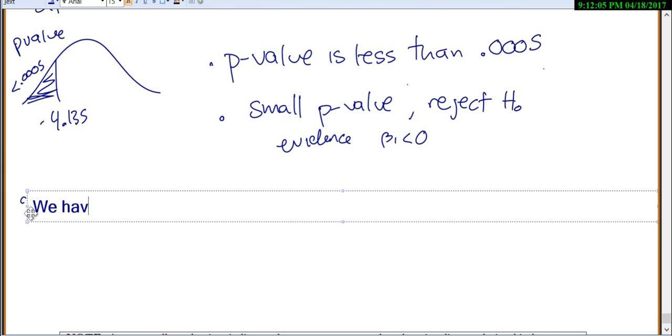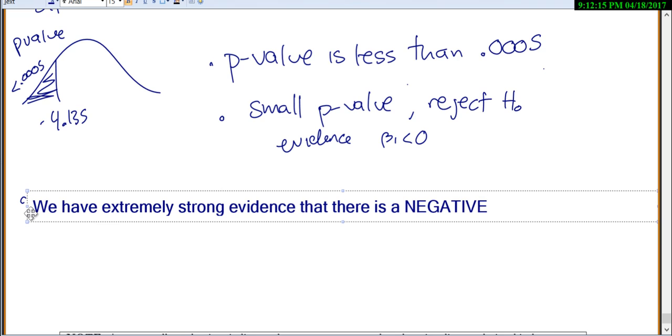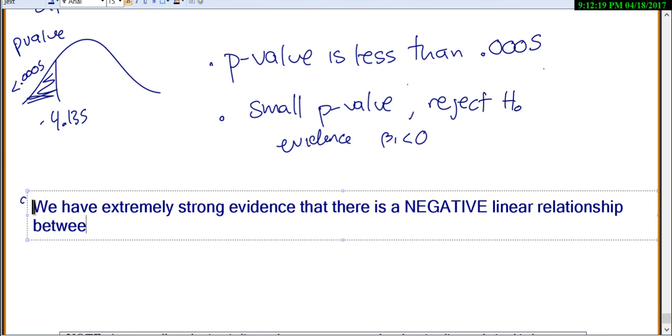Then we say that's a really small p-value, so extremely strong evidence that there is a negative, now let's emphasize that negative part, a negative linear relationship between the number of steps per day and body mass index.